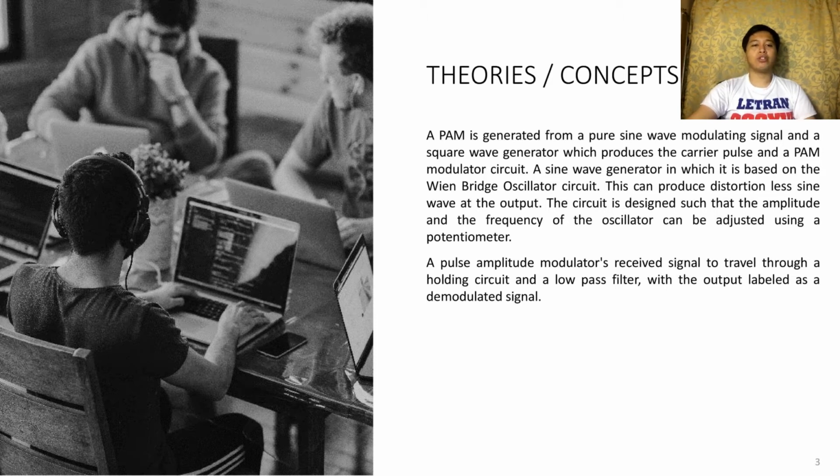Pulse amplitude modulation is a sort of pulse modulation that involves sampling an analog signal and then converting it into pulses of changing amplitude, where the amplitude, position, and width are all determined by the analog sample's amplitude. This activity will be performed with the help of LTSpice software, which will gather all required data and waveforms.